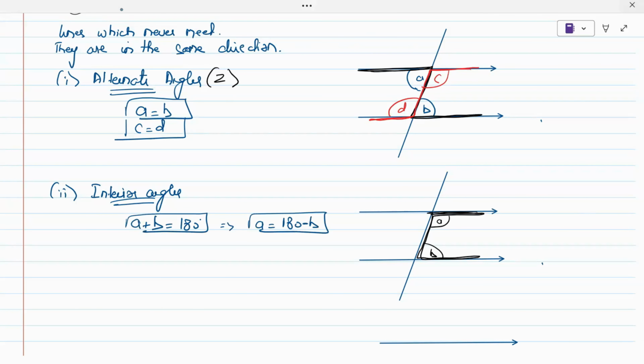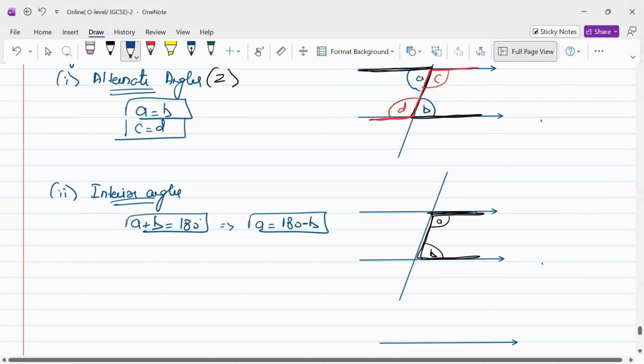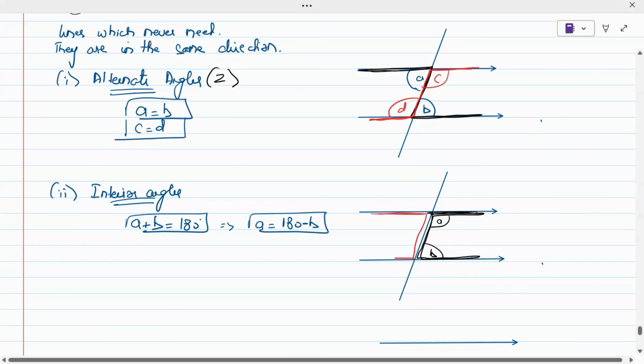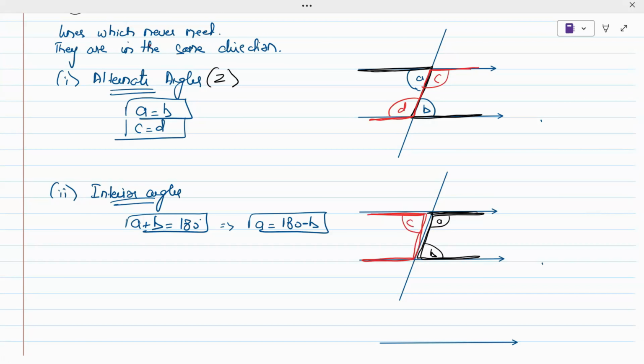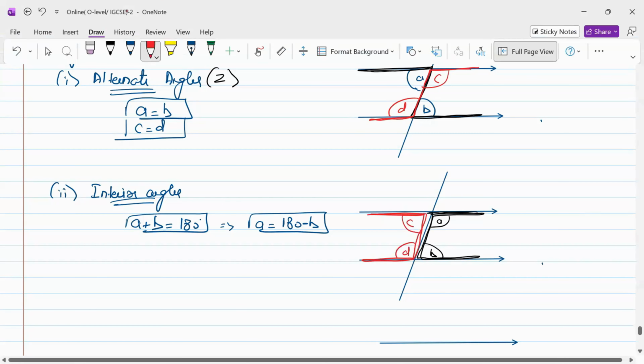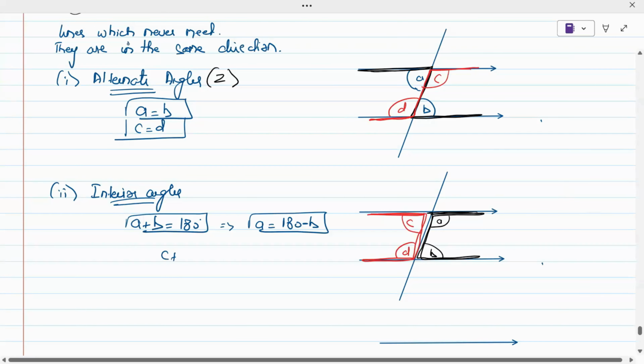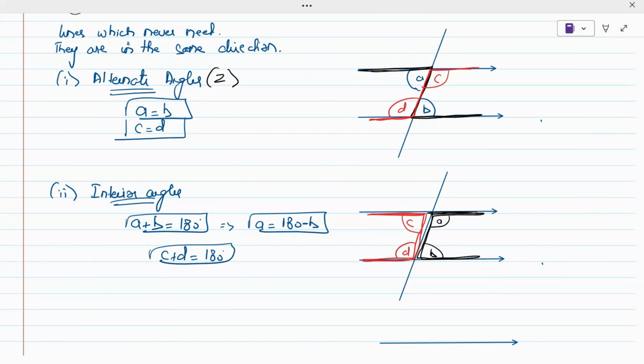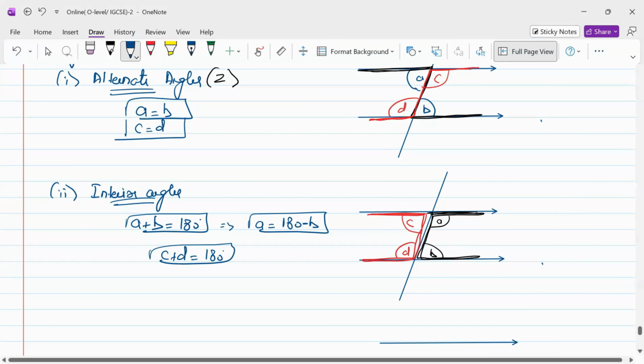And here we can see the inverted C as well. C in the opposite direction. So this is angle C and this is angle D. They will also sum up to 180 degrees. Angle C plus angle D is equal to 180. So in interior angles, always remember you look for letter C.